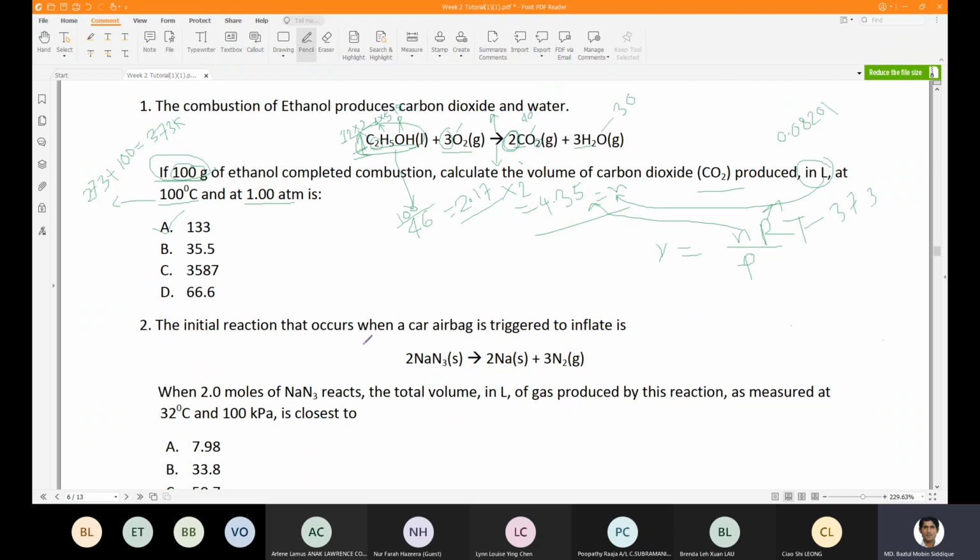Question number 2, the initial reaction that occurs when a car airbag is triggered to inflate. This is the equation. It occurs when the car airbag is becoming inflated, when there is an accident or it gets bumped with something, the airbag comes out. So this is the reaction inside, and this nitrogen gas actually inflates the airbag.